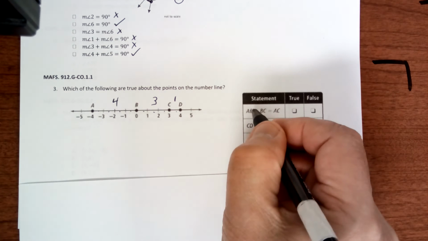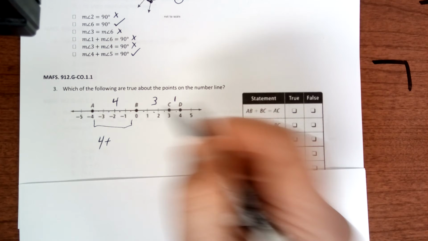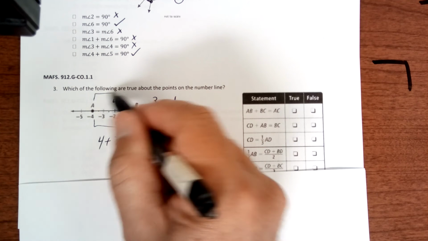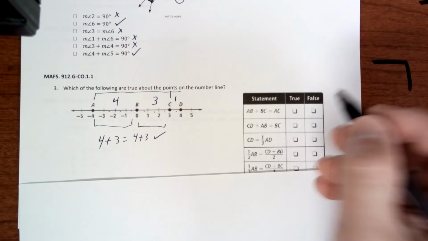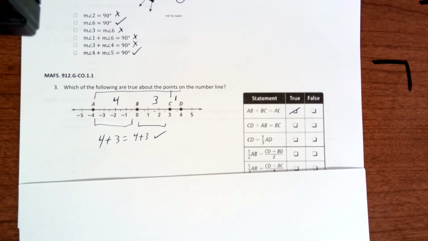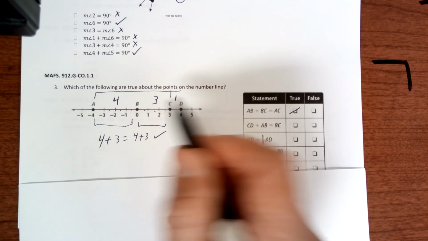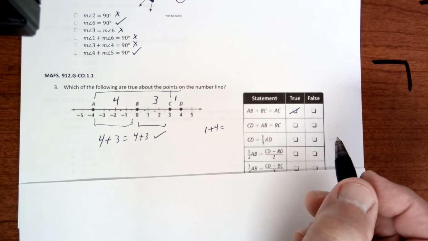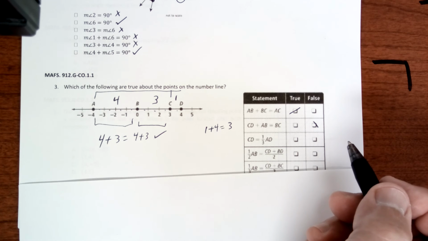AB is 4, plus BC is 3, is equal to AC. AC is from here all the way to here, and that's 4 plus 3, so that would be yes. So that is a true. Okay, you got to go through each one. The next one, CD plus AB. So CD is 1, and AB is 4. So 1 plus 4. Does that equal BC? BC is 3, and 5 doesn't equal 3. So that's a no.